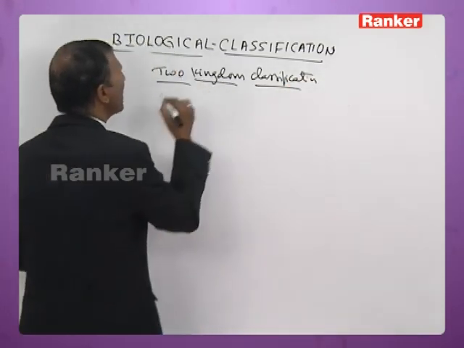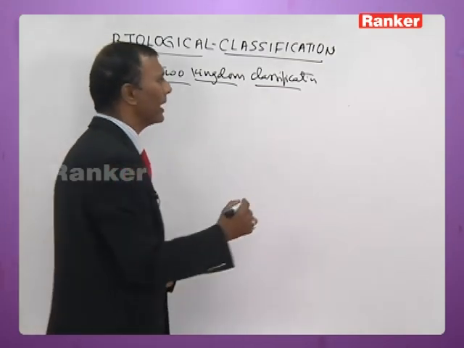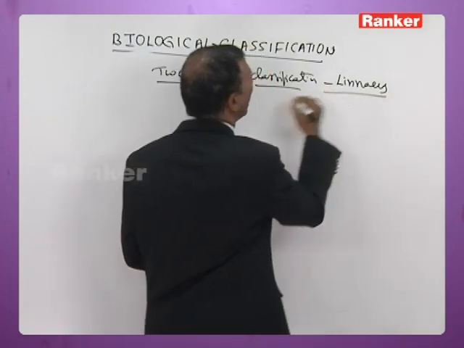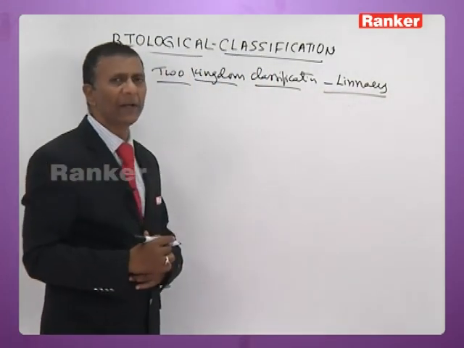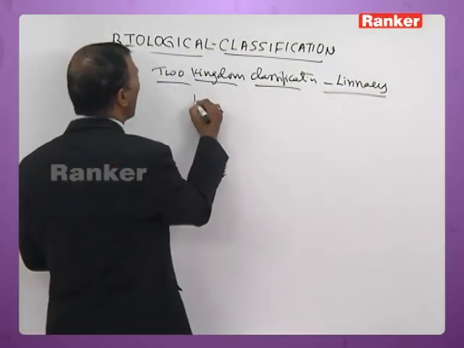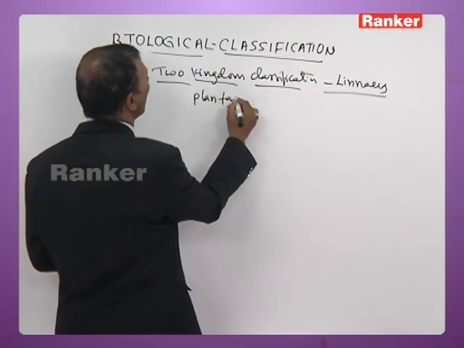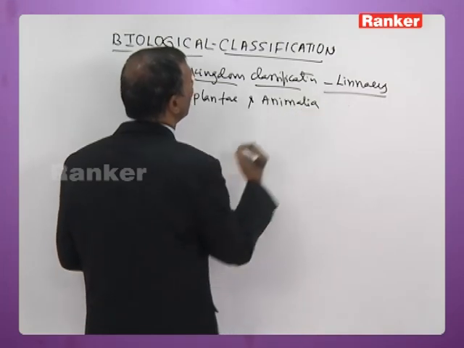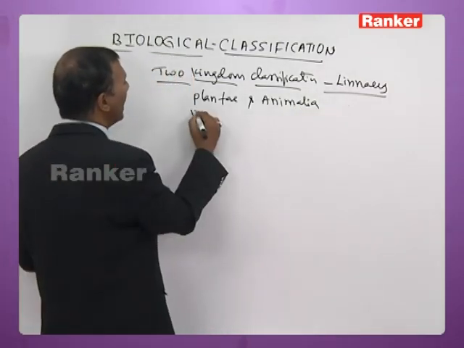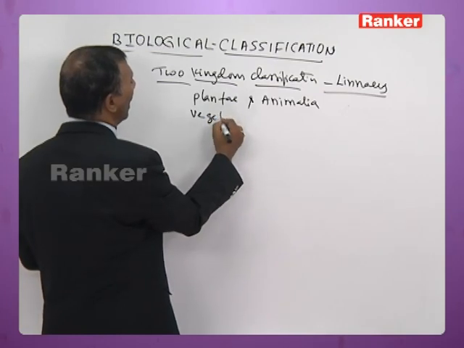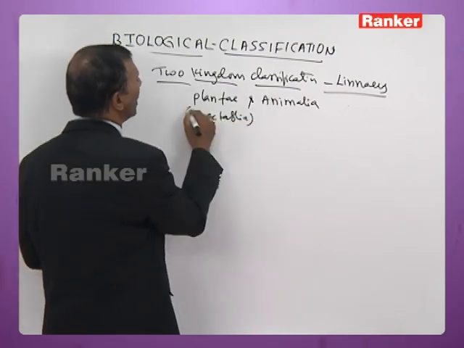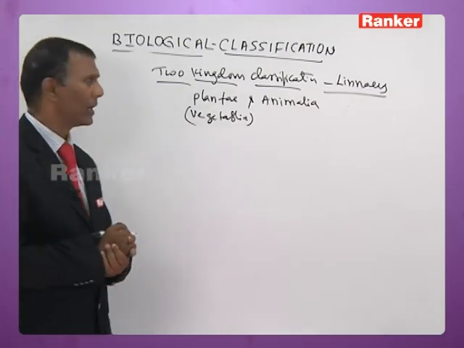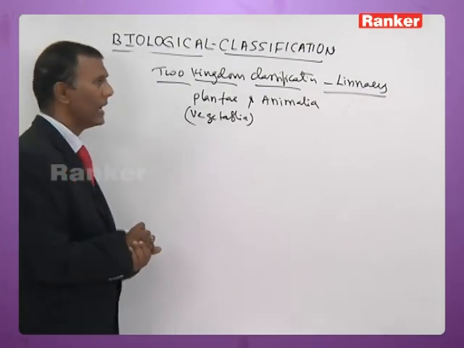Now, the two kingdom classification was put forth by Linnaeus. He divided the organisms into Plantae and Animalia. He called the Plantae Vegetabilia. So Vegetabilia and Animalia. The two kingdom classification was put forth by Linnaeus.